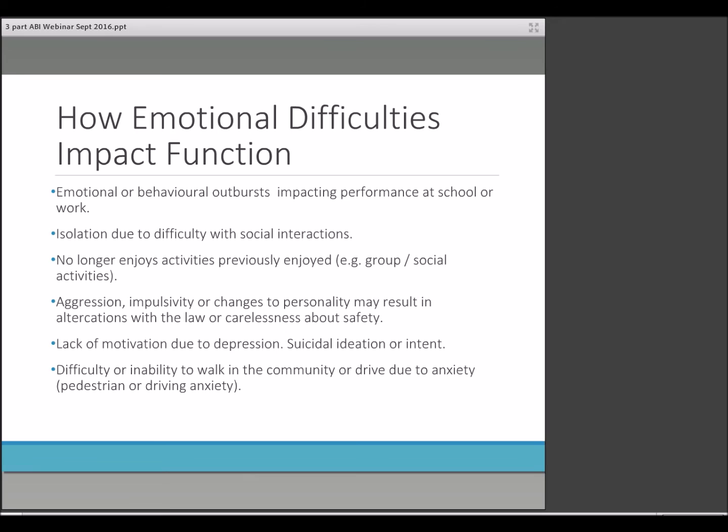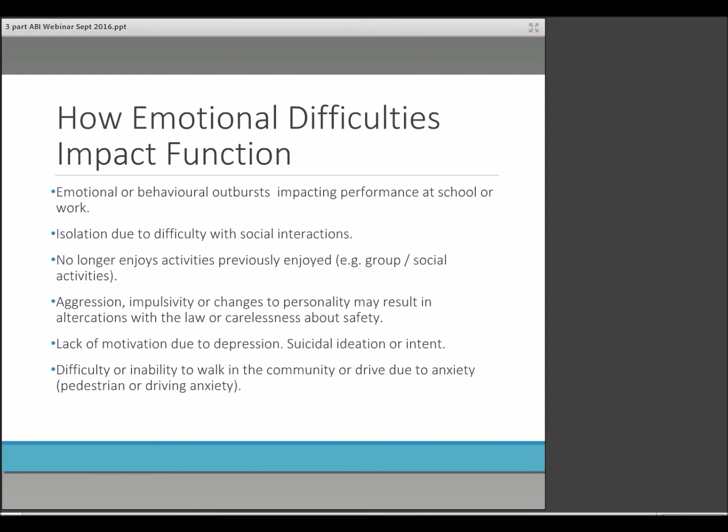Aggression, impulsivity, or changes to personality may result in altercations with the law or carelessness about safety. Low mood and depression symptoms may include decreased motivation, such as difficulty getting up in the morning, and you may notice a lack of regard for self-care or taking a shower and getting dressed, for example. And in severe cases, the client may report to you that they want to end their life.